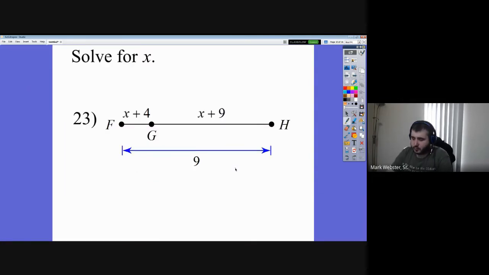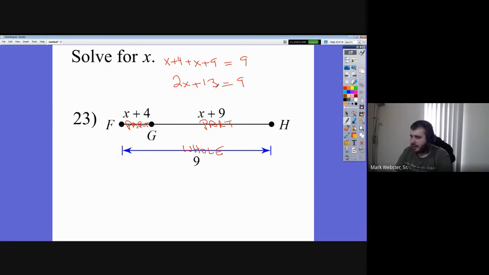Okay, last one. I'm just going to run through this real quick. Again, you got x plus 4 and x plus 9. These are our parts. Part plus part equals whole. Then we're going to combine our like terms. X and x make 2x. 4 and 9 make 13. And then I'm going to subtract the 13 and divide by 2, right?